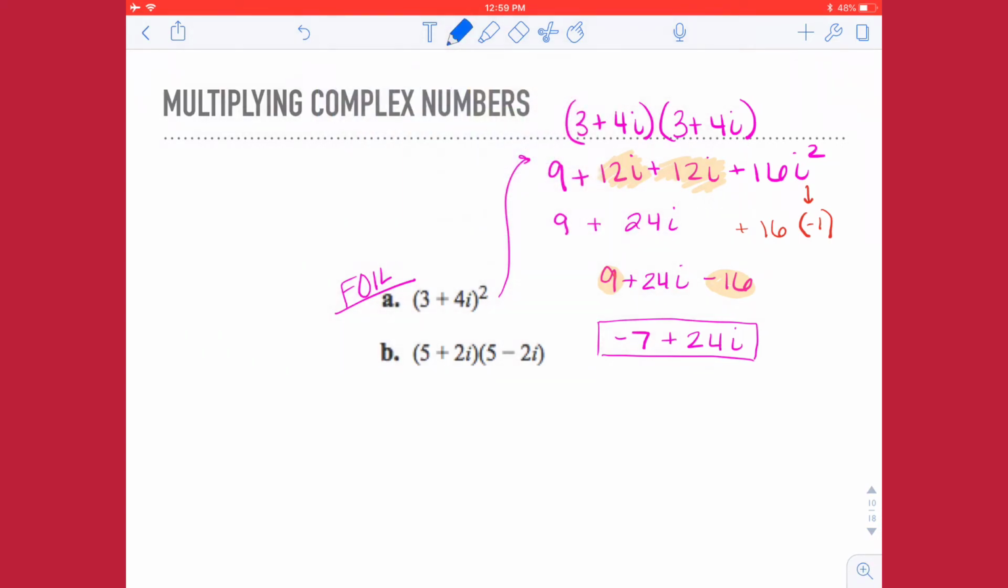Okay, if I look at letter B and I FOIL, I have 5 times 5, which is 25. My outer gives me negative 10i. My inner gives me positive 10i. And my last gives me negative 4i squared.